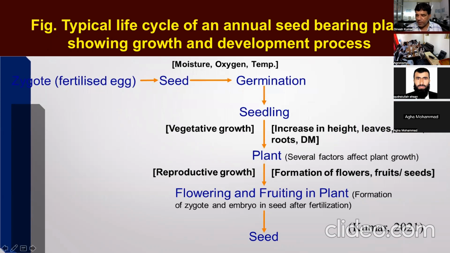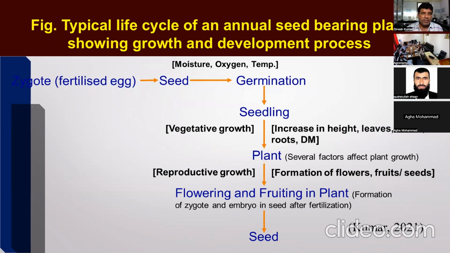Now please see it carefully. This is quite an interesting picture. It is the life cycle of an annual seed-bearing plant, showing growth and developmental processes. So you can see how the growth and development happens in a plant.